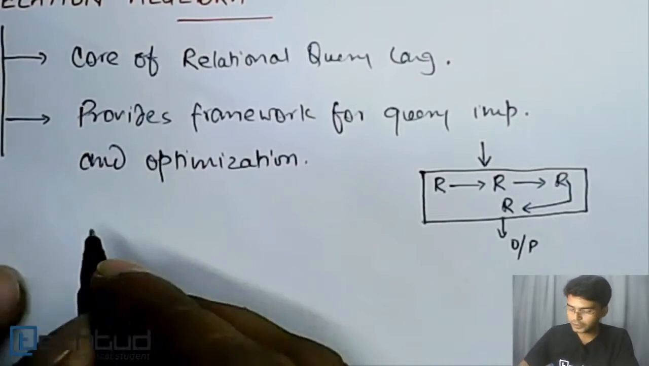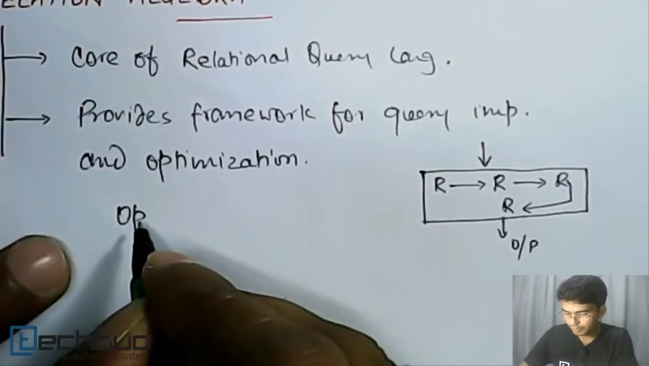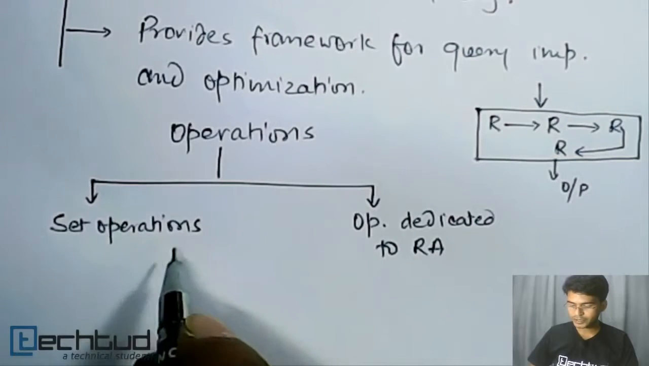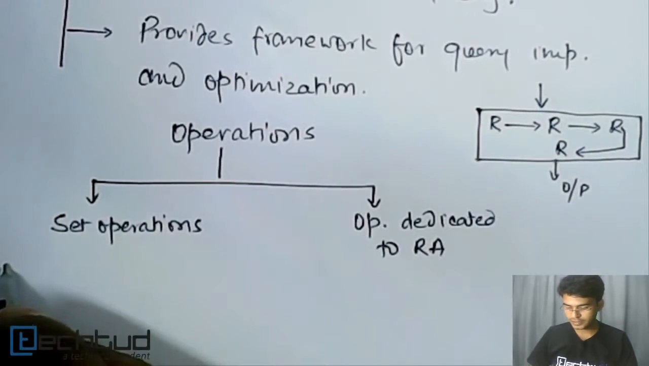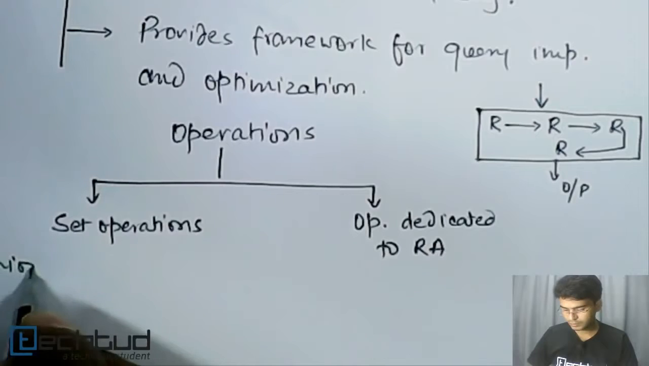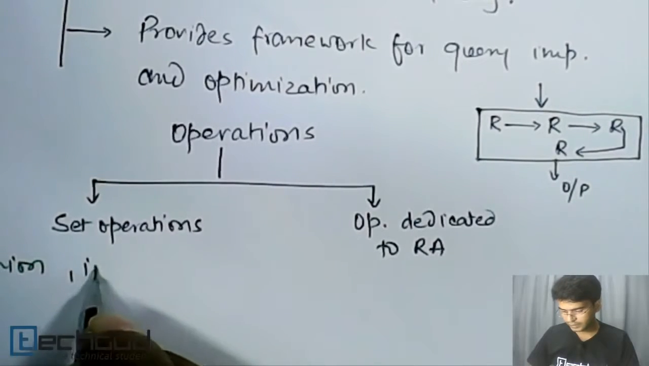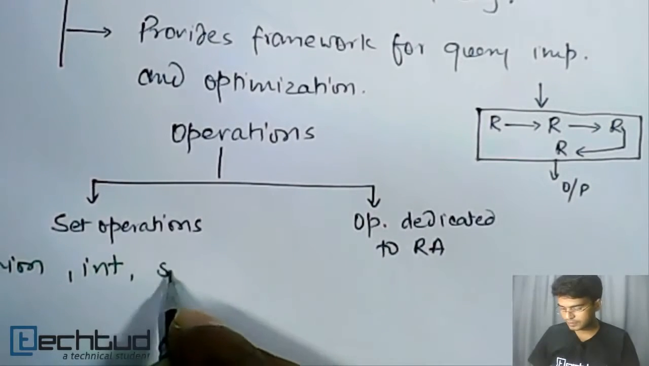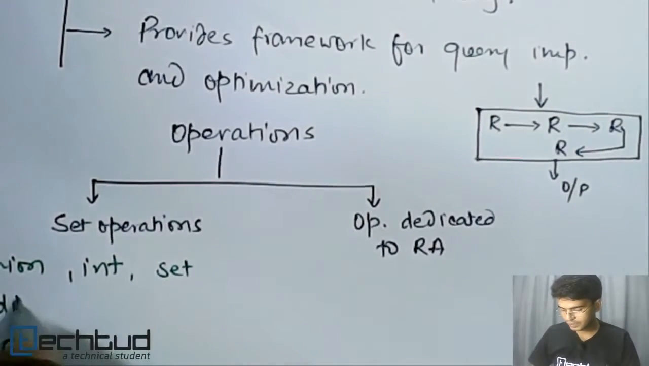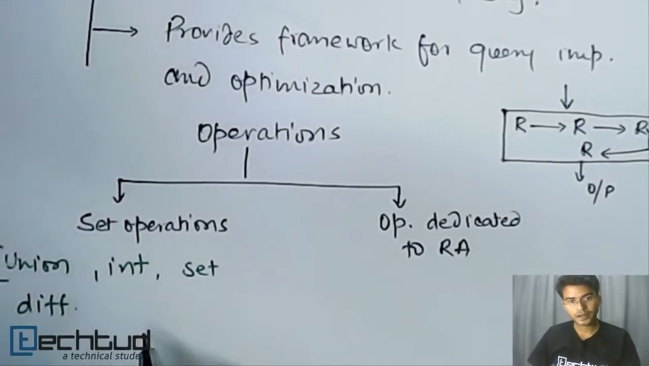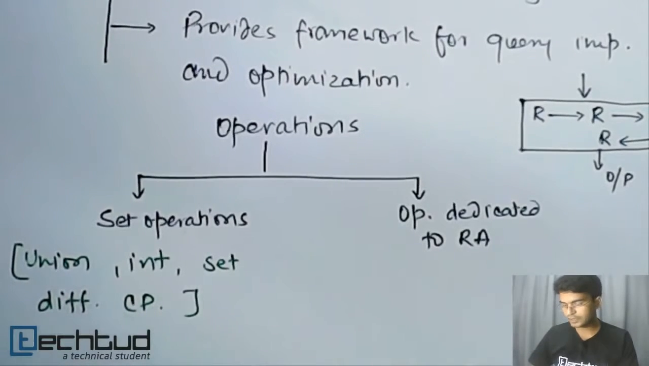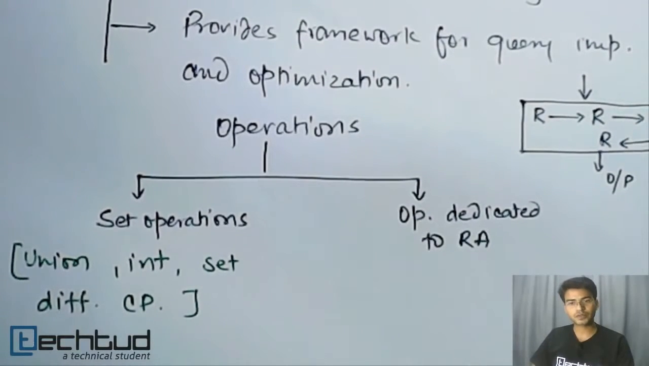So let's write it down. We have two groups of operations. What comes under the set operations? That is union, intersection, then set difference, and we also have Cartesian product. So these are the set operations, which work well in the case of relational algebra.